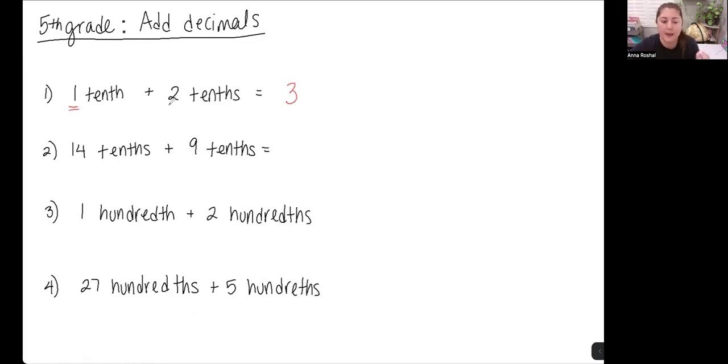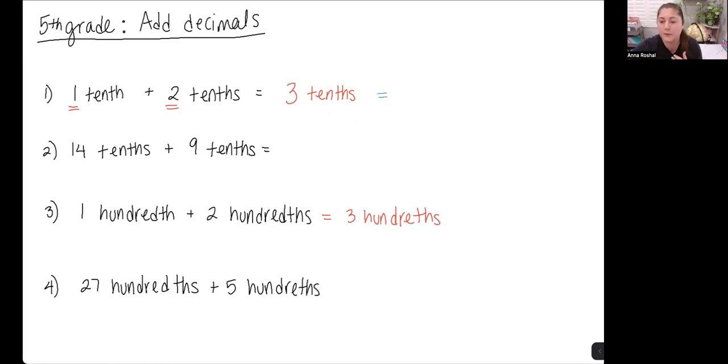So we know that when we add 1 plus 2, we get 3. And this tenth and tenths is the same term over and over again. Apple, apples, tree, trees, whatever it is. So we would just write out 3 tenths. This will also be 3 hundredths, so there's not much changing. They also want you to put it in as a decimal form.